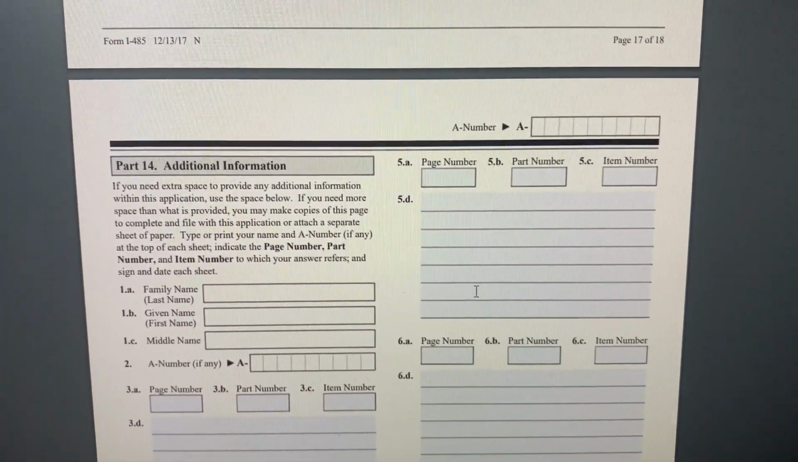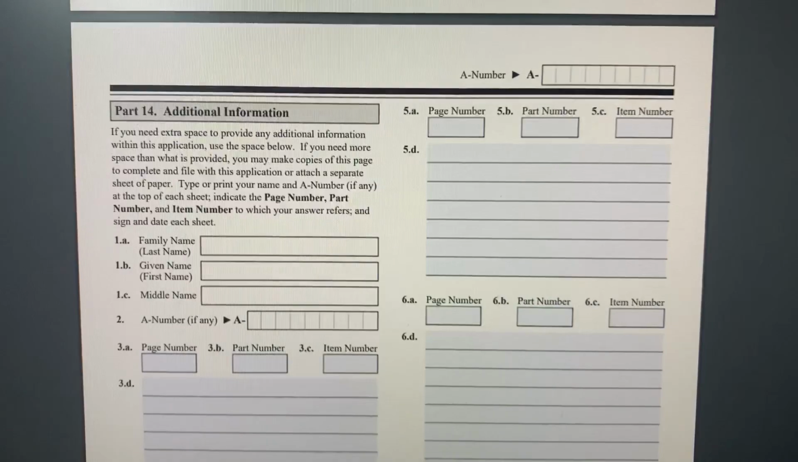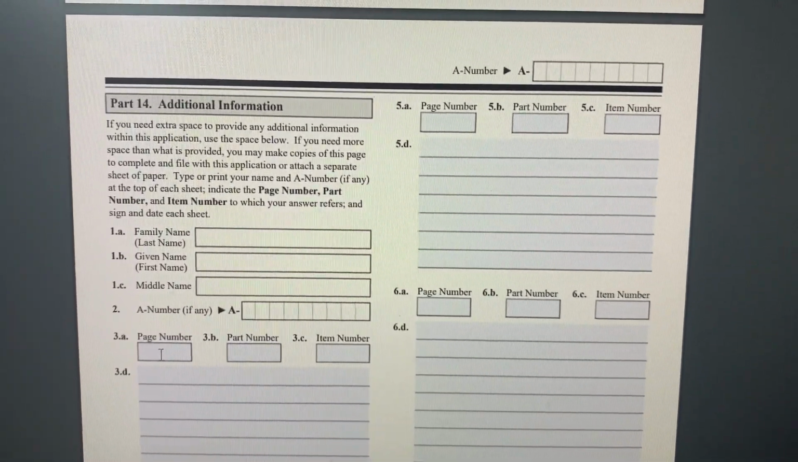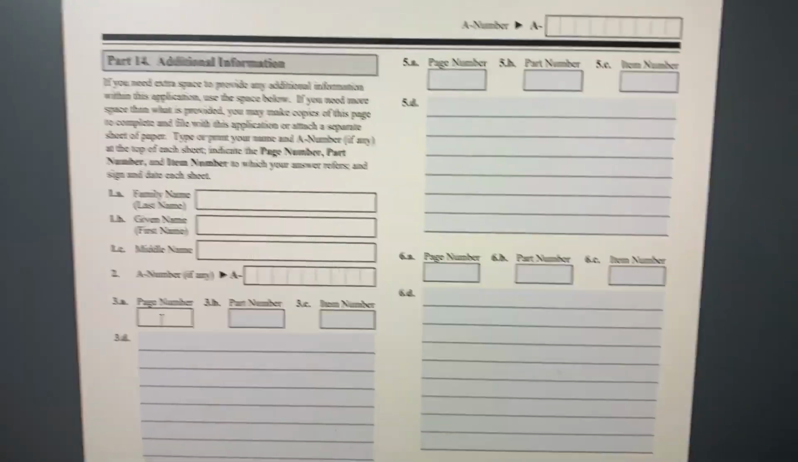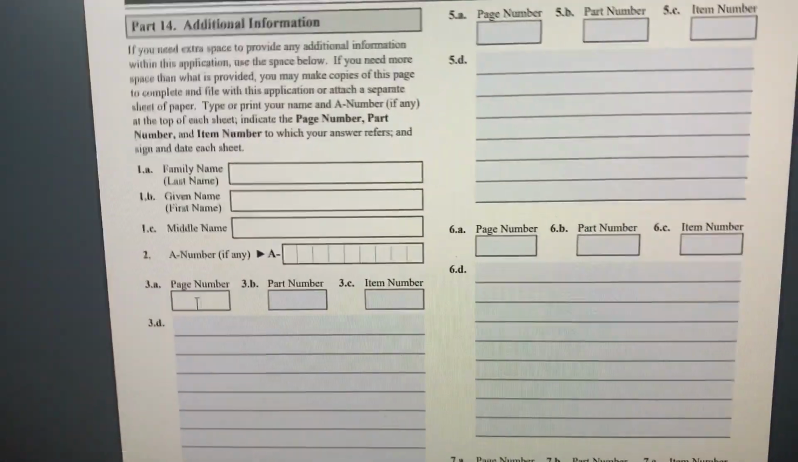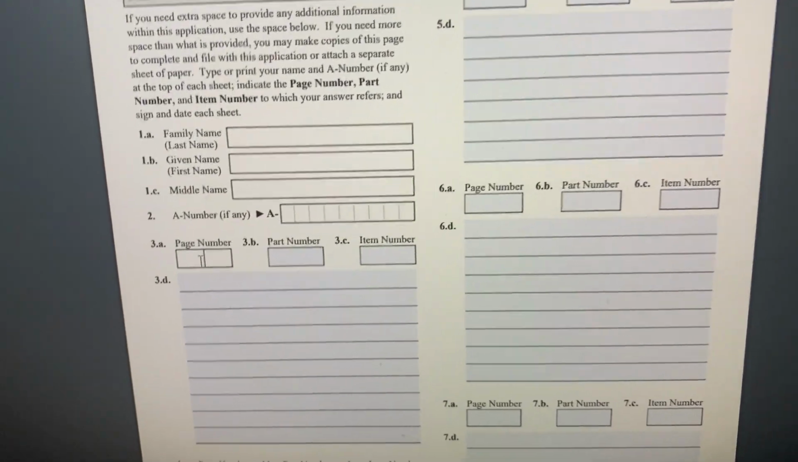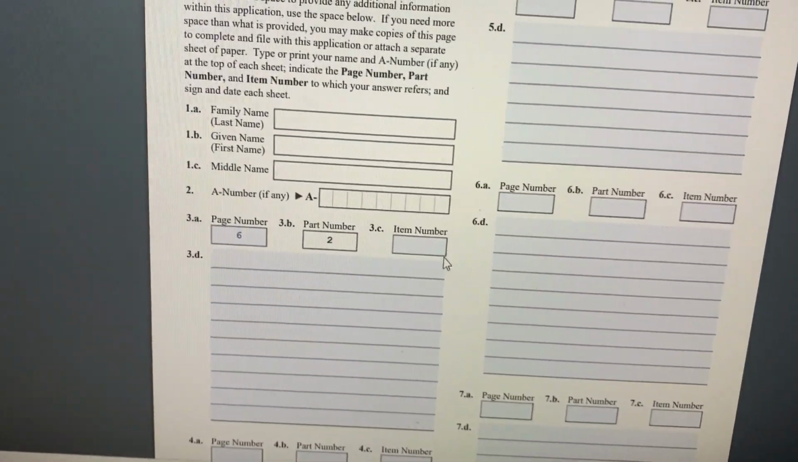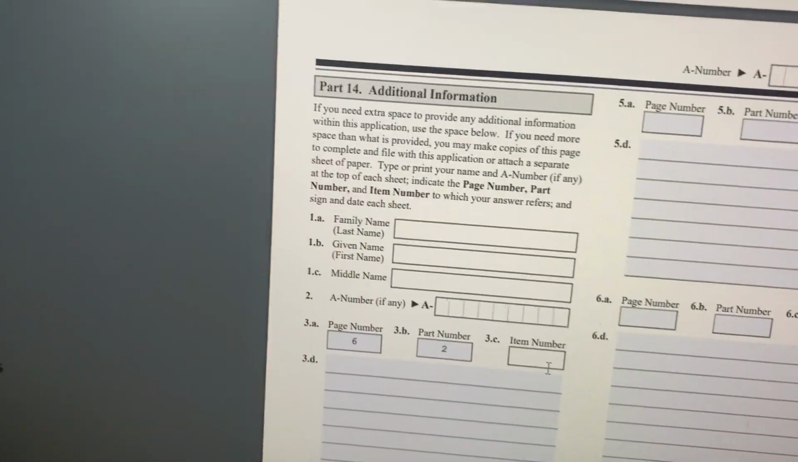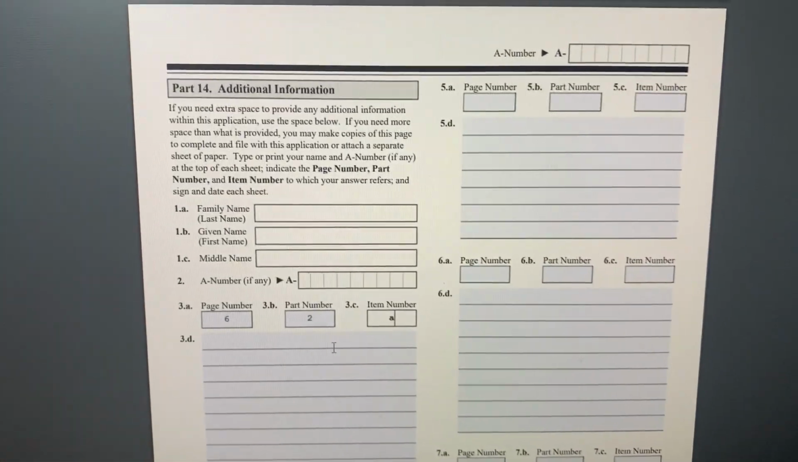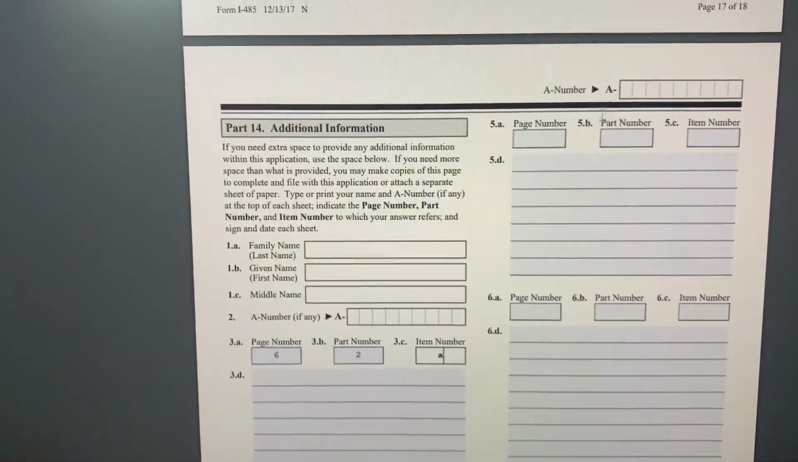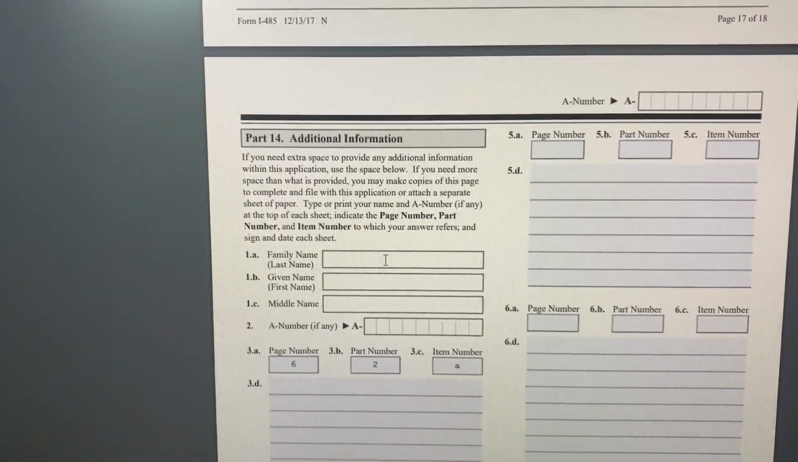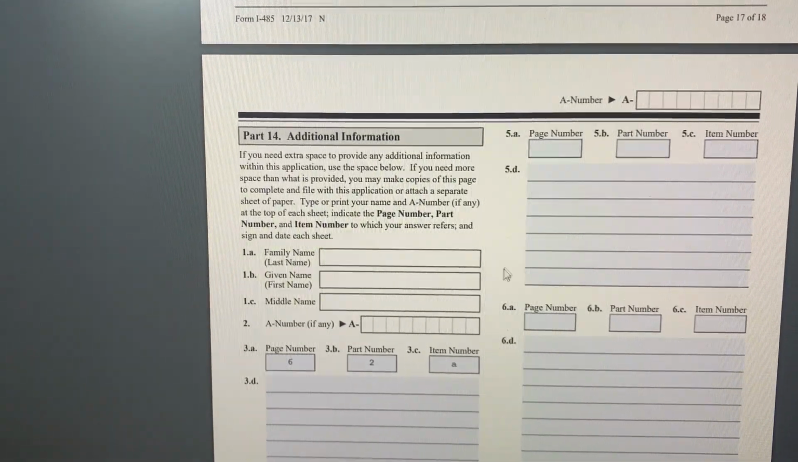Additional information about you. So if you don't have any more space, for example for your work history, if you have so many jobs, just put the page number, like page number 6, part number 2, or item number A or B or C. It's up to you. So don't forget to put your A number and your name.